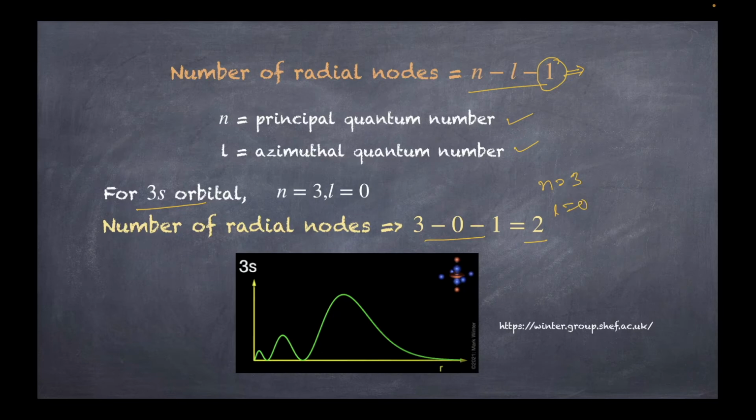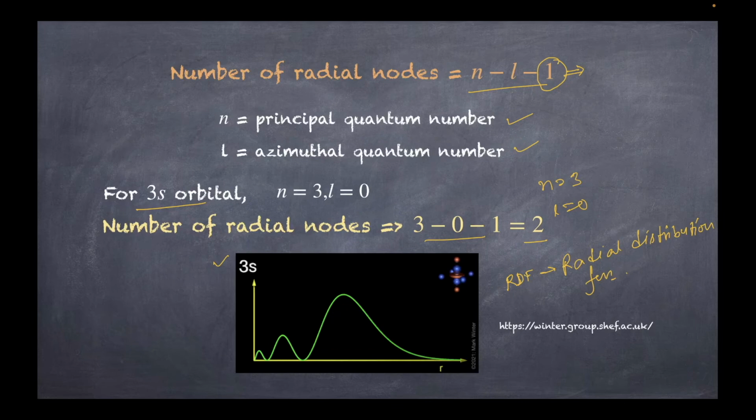Now let's look at this picture here. This is the plot of the radial distribution function, in short RDF, which is the full form of radial distribution function, as a function of r, which is the distance from the nucleus.